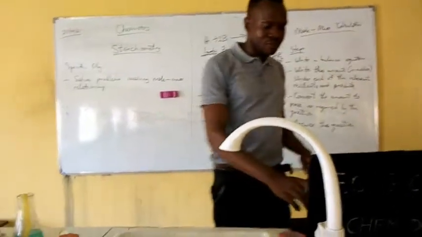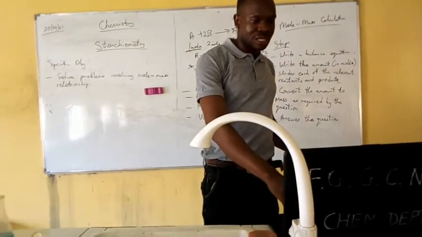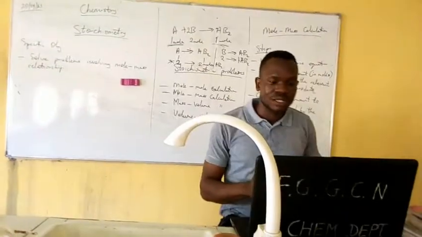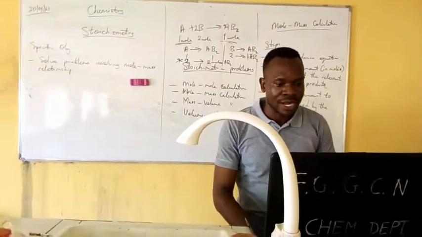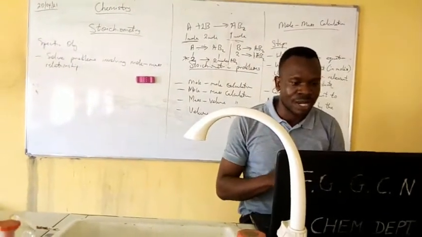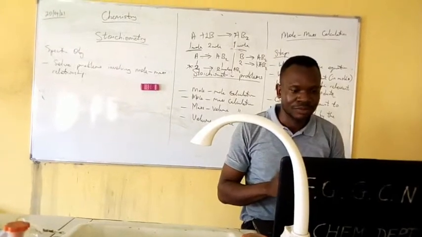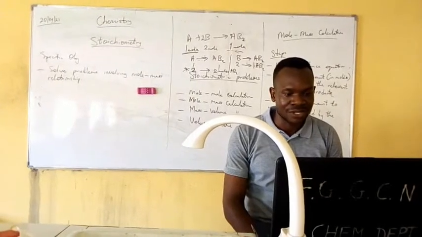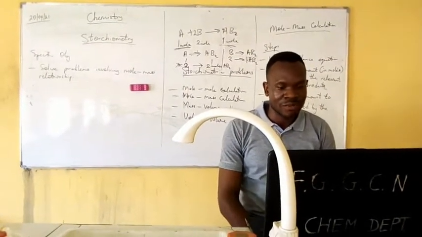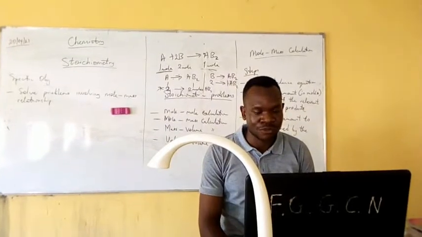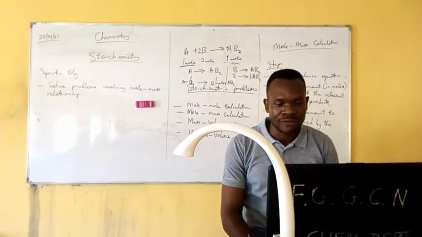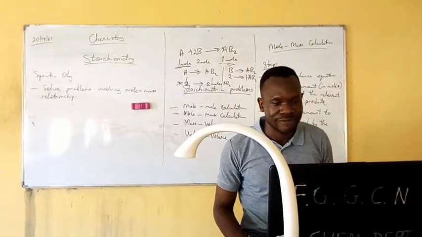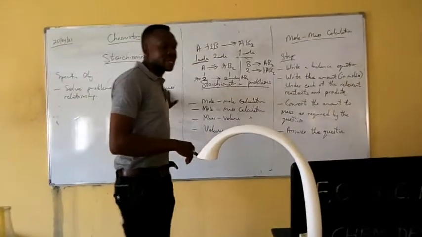So let's look at an example under that problem. Example 1. Calculate the number of moles of calcium chloride that will be obtained from 50 grams of limestone in the presence of excess hydrochloric acid. The relative atomic masses of the elements involved are calcium equal to 40, carbon equal to 12, oxygen equal to 16, hydrogen equal to 1, chlorine equal to 35.5. We need to write the balanced chemical equation for that.